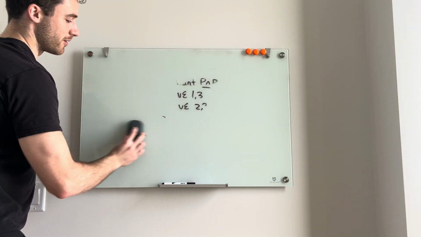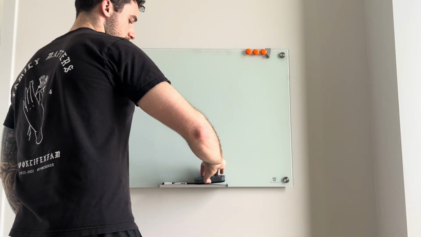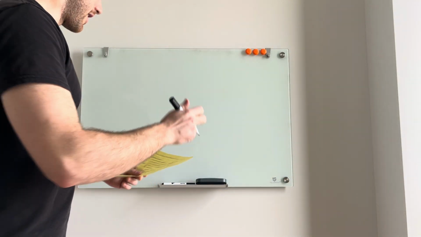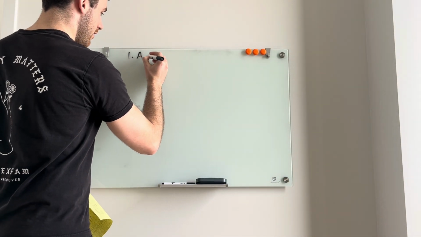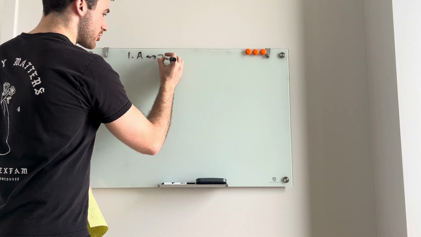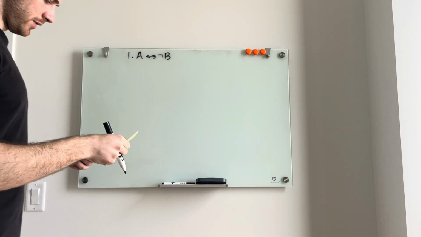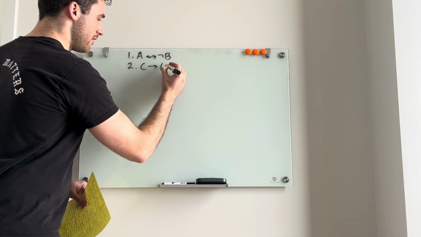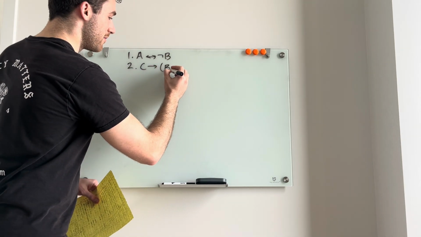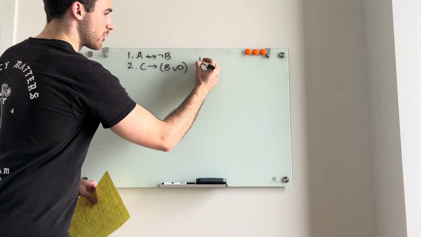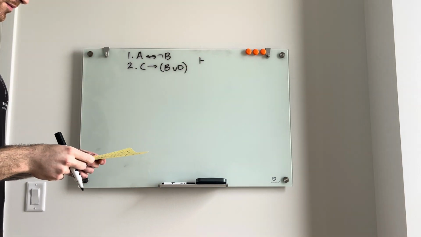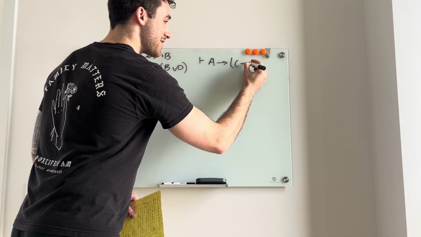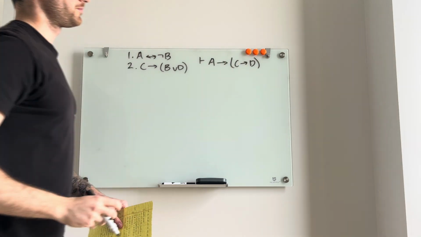Let's try another one here. Next one is going to be this guy. We're going to have A biconditional negation B, and then we're going to have C implies, what is it, B or D, and then we're going to try to prove that A implies that C implies D.